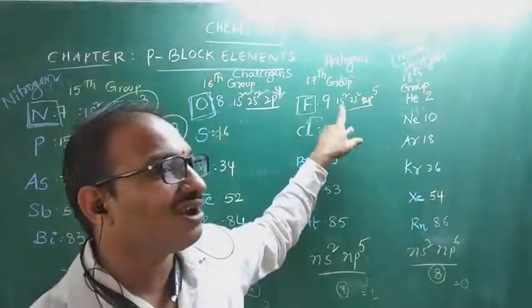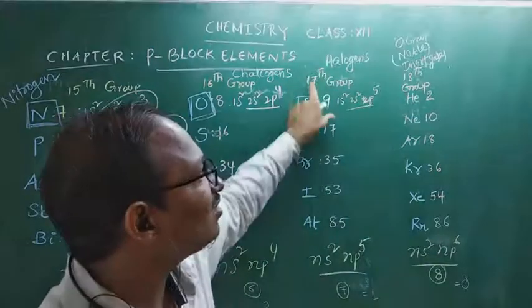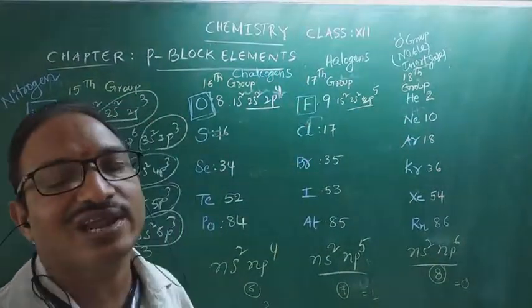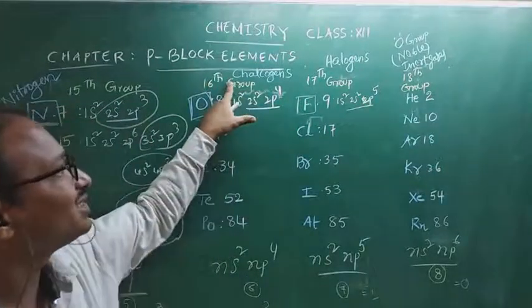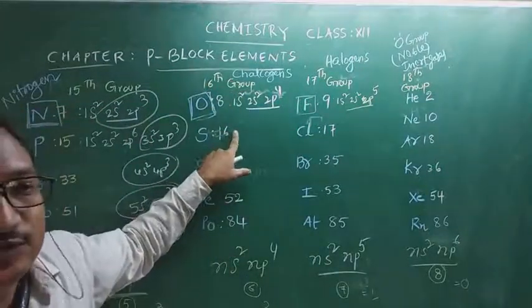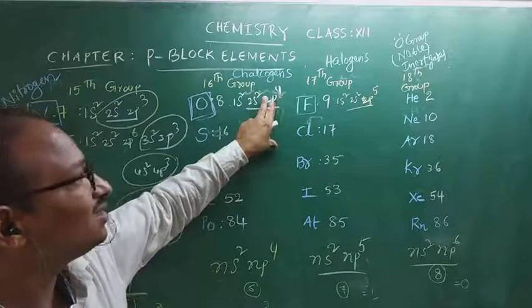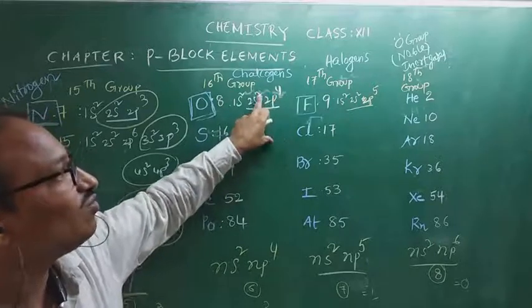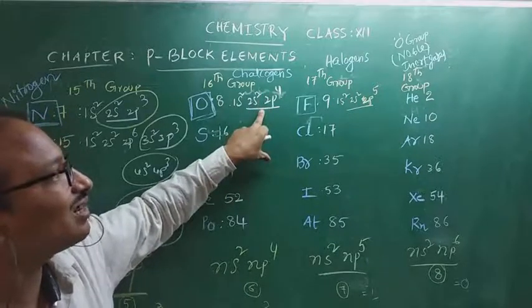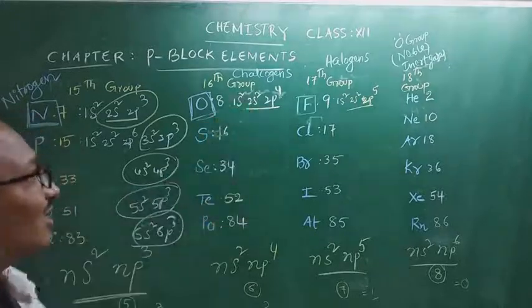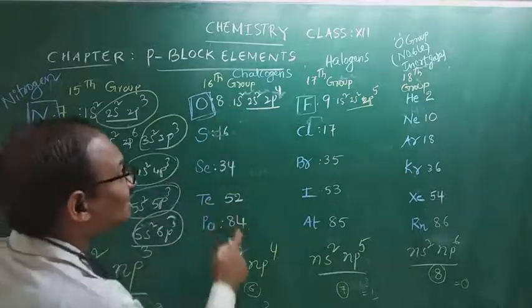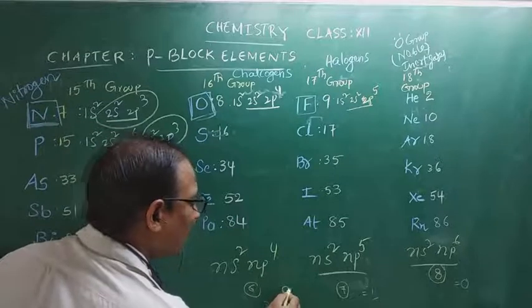That is called electron gain enthalpy. These halogens have a tendency to gain one electron. The 16th group elements have the tendency to gain 2 more electrons. 4 plus 2, 6 valence electrons, so they try to gain 2 more electrons. That's why the oxidation state of the 16th group elements is -2.